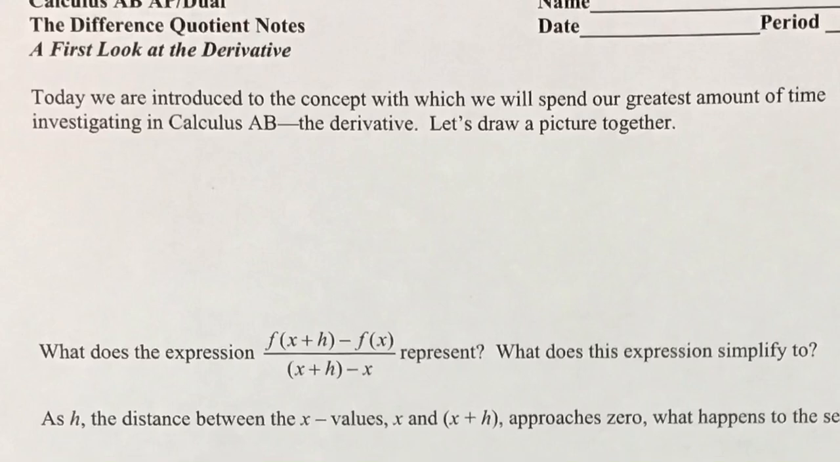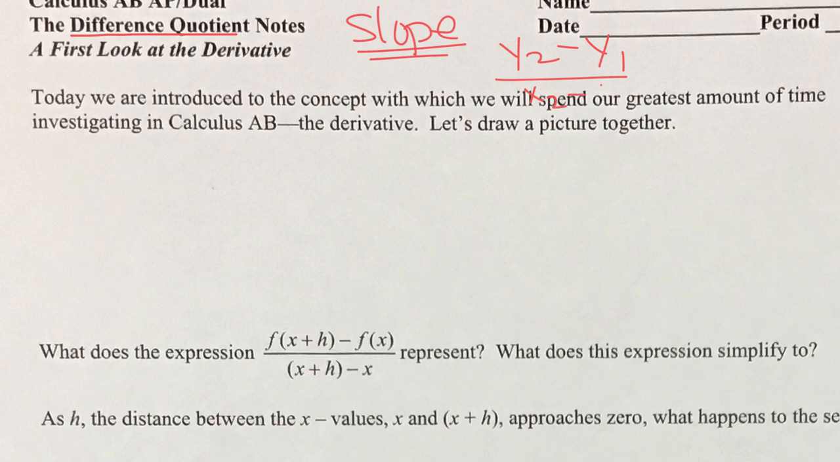So let's talk about what a derivative is by using this thing we call the difference quotient. Difference means subtraction and quotient means division. Basically, we're looking at this slope formula: y2 minus y1 over x2 minus x1. Derivative means slope. That's what I need you to associate all the time. Derivative means slope.